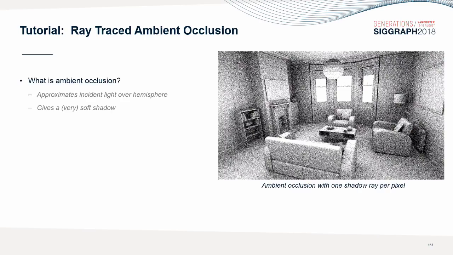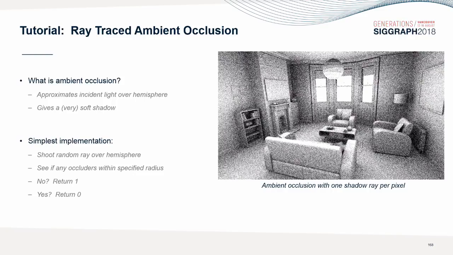So what is ambient occlusion? For those of you who don't know, it approximates the incident light over a hemisphere, and it gives you this sort of very soft shadow, like you see here. This uses 1 ray per pixel. And it's really simple to implement.